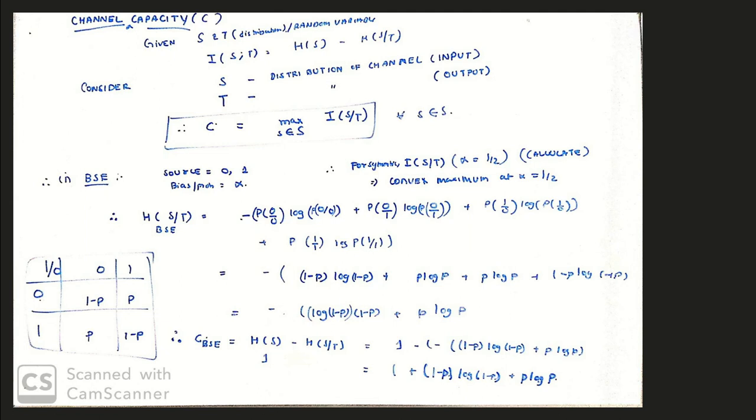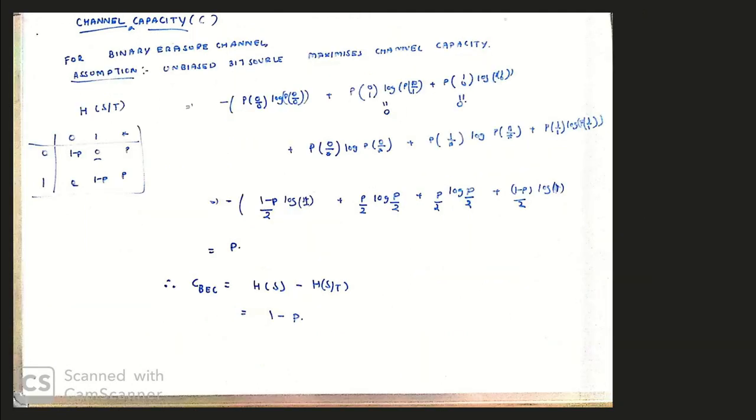So to calculate H(S given T), we can just put the probabilities as they are: the probability of 0 given 0, the log of the probability of 0 given 0, for 0 1, for 1 0 and 1 1. We put the probabilities and we get the answer as minus (1 minus p) log (1 minus p) plus p log p. As we know that the entropy of the input is 1, therefore we get the channel capacity of the binary symmetric channel as 1 plus (1 minus p) log (1 minus p) plus p log p. You can try it yourself.